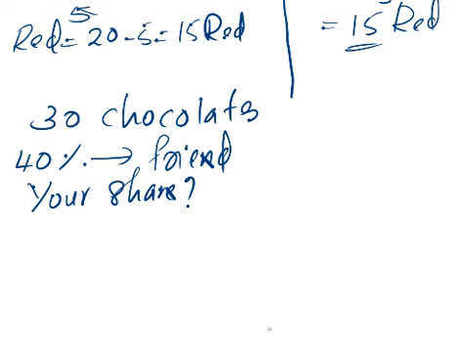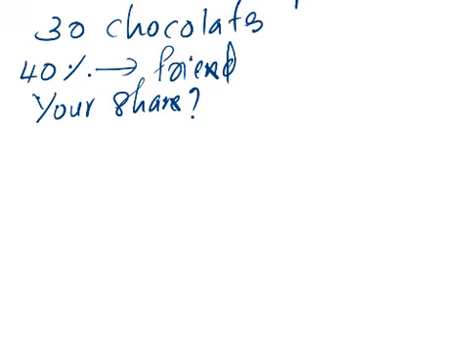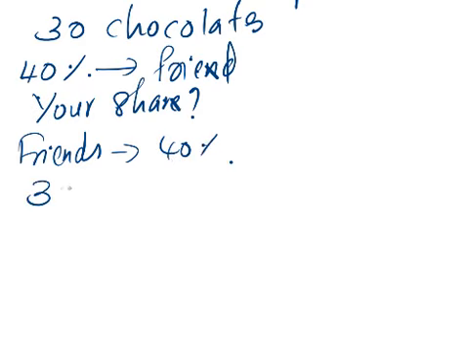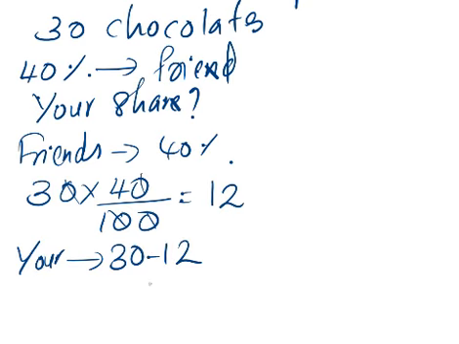Okay, so first we can follow any of the previous methods. Okay, using method 1, first find your friend's share. Your friend's share is 40 percentage, so it's 30 times 40 over 100. So it is 3 into 4, 12. So your friend's share is 12 chocolates. Then your share will be 30 minus 12, which is equal to 18 chocolates.